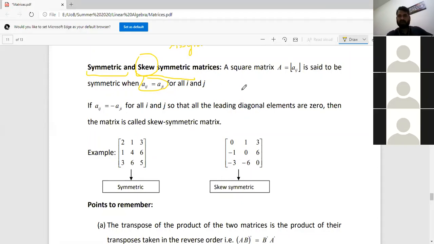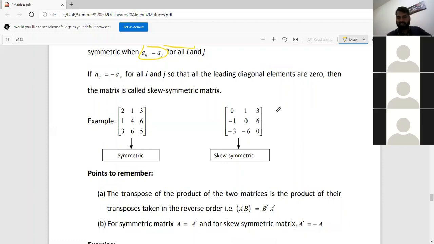Then a matrix will be called symmetric. And if they are not the same, it means they are not symmetric: non-symmetric matrices or asymmetric matrices. But then I will call it skew symmetric. Skew symmetric matrices are those where, when you take the transpose, a minus comes out.